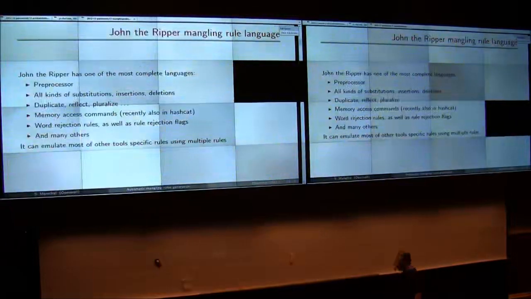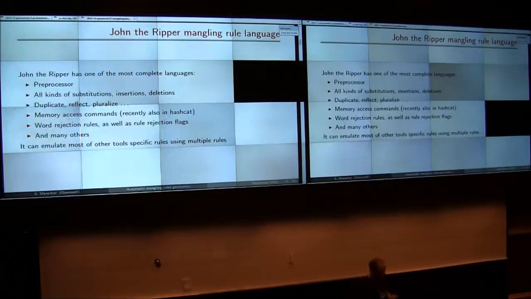So I will mostly talk about John the Ripper, mainly because it's the tool I know best, and also because it has one of the most complete languages. It has a preprocessor which I will not use here at all. It has all the rules you can dream up. It even has memory modification rules that are now also in Hashcat. It has word rejection rules and rule rejection rules, and all kinds of things, and it's very complicated.